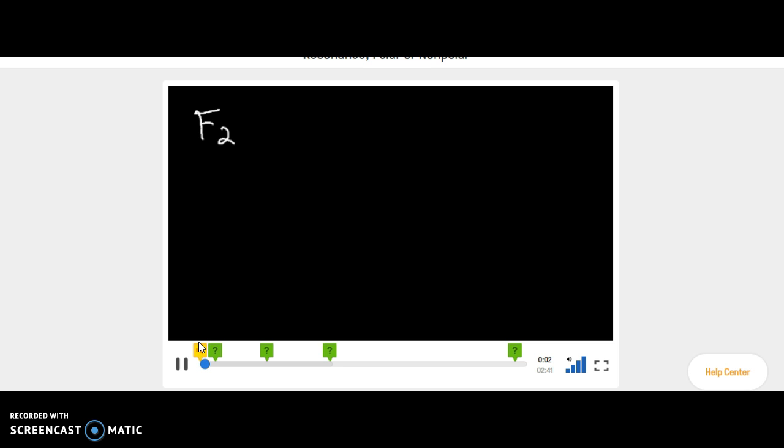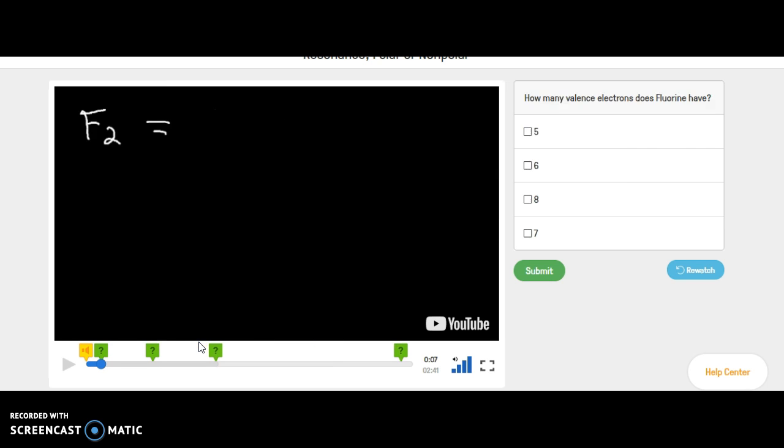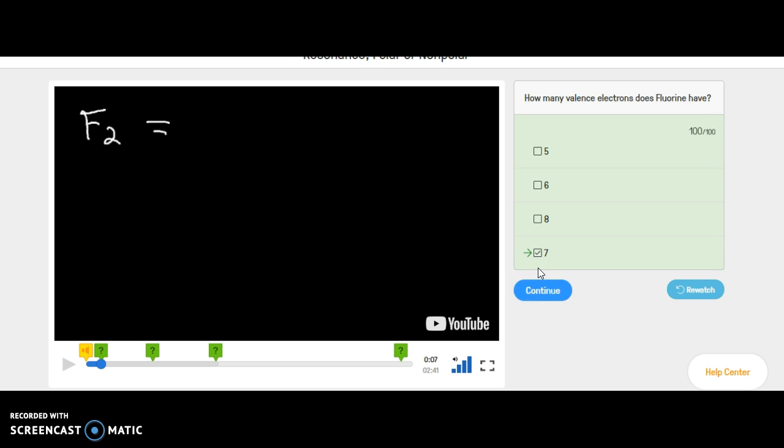What can we do to draw the Lewis structure? Okay, so then the video is starting. Now the first thing you can do is add up the number of valence electrons. Here we get to the first question, the multiple choice question. And we'll click the answer. Then the video is going to continue to explain that.